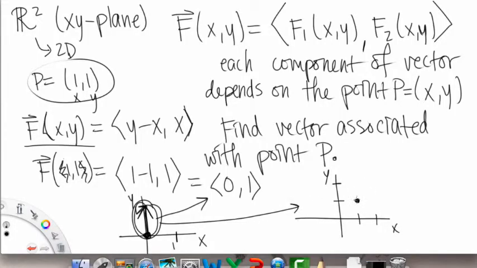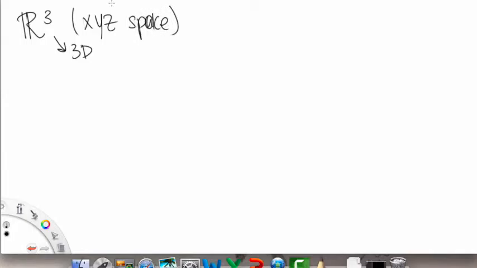So then we just do 0, 1, starting from point P. Okay? So that would be the vector attached or associated with point P. All right? And then also, additionally, when we move into R3, which we will, so R3 is a three-dimensional space, so 3D, and this is, I'll just say, X, Y, Z space. Okay? So we have 3 axes now, 3 coordinates.